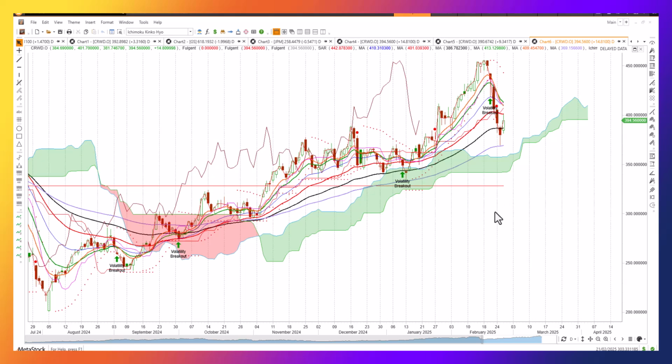So that's how you incorporate the Fulgent AI engine that sits on the Metastock platform, to help you with the trading depending on what your time frame is, etc. But the AI does generate some really nice signals in combination with the Ichimoku clouds.